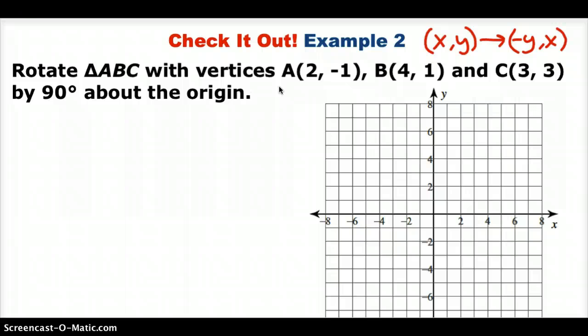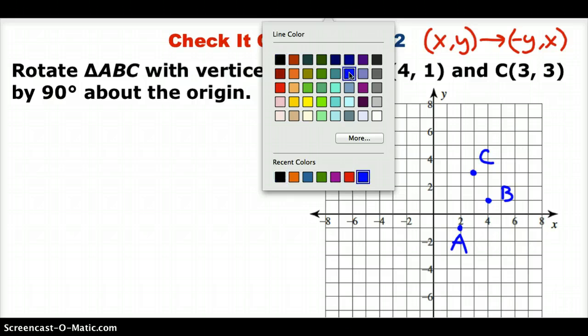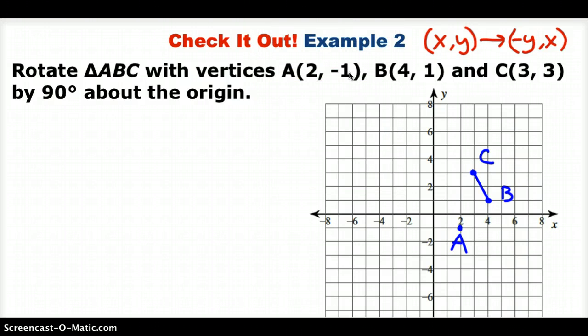So (2, -1) will go right here, and that will be our A. Our B is (4, 1), and then C is (3, 3). We'll carefully connect the dots here. This would be a good time to go back and set up how you're going to show your work for this problem.